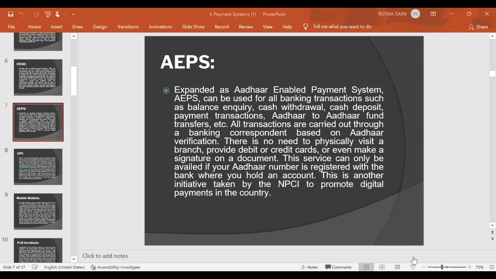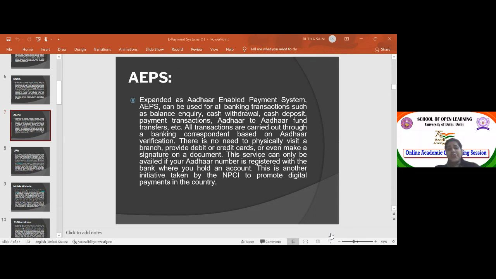Yeah, sorry, students. There is no need to physically visit the branch or provide the debit or credit card. So usually your bank account is linked with your Aadhaar card. So here you don't need access to the debit or the credit card, or to make a signature on a document. You just need to have the Aadhaar card, and if your bank account is linked to that, you can easily transfer the money from the bank account. Okay, so the Aadhaar card is a one-stop solution, and that is why it is being promoted by the government of India.